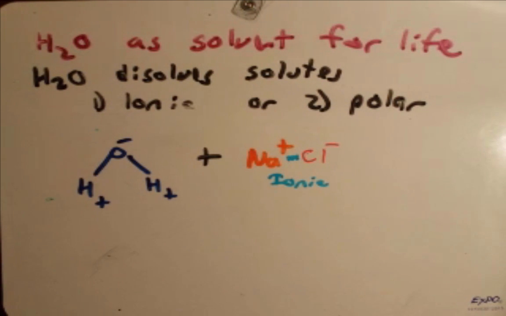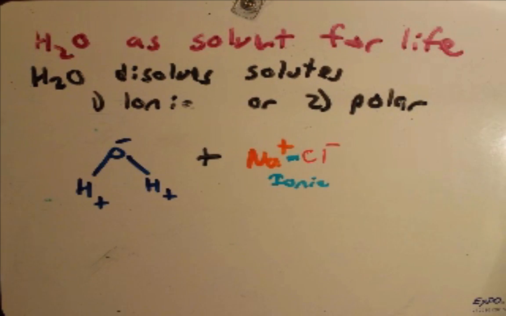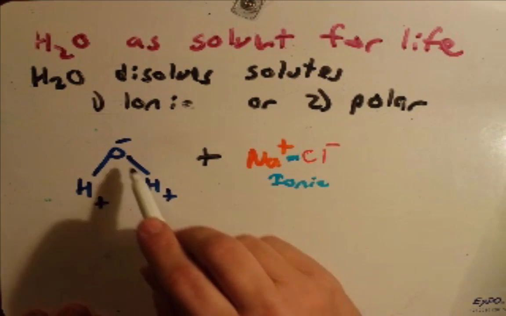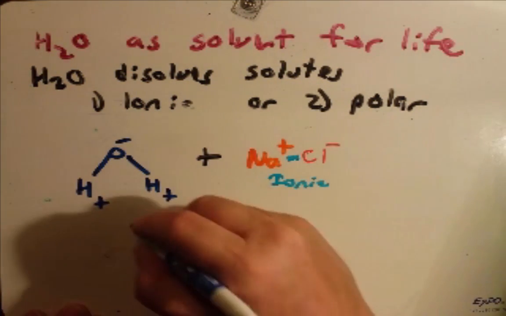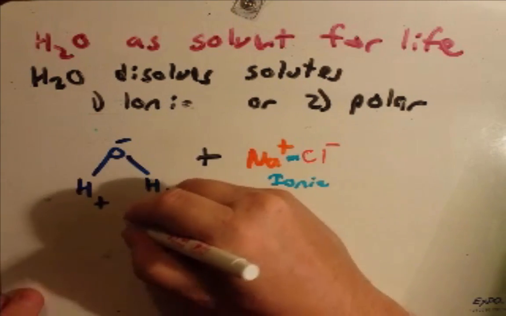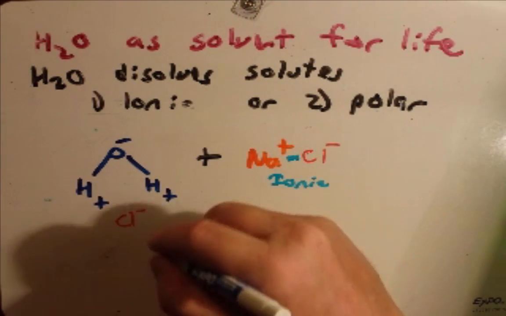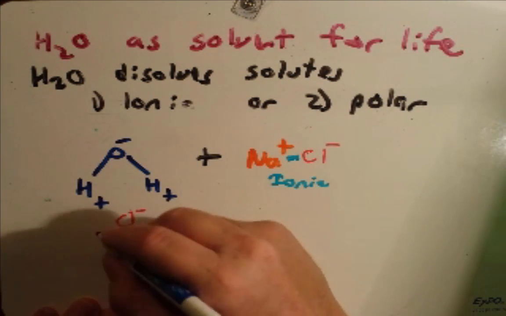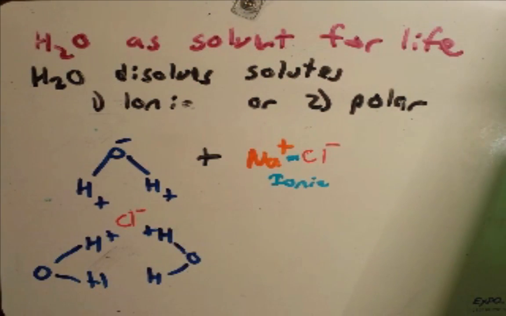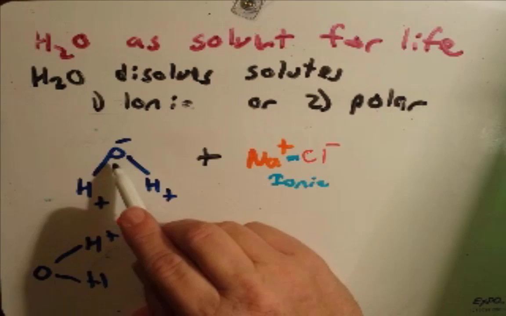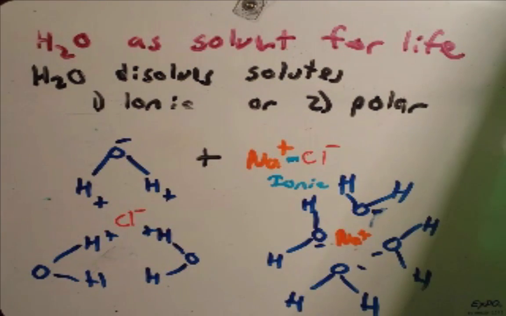Water dissolves sodium chloride by essentially pulling the sodium and the chloride apart and sequestering them, keeping them away from each other. And it does so by taking advantage of these partially positive and partially negative charges. So the chloride ion, I'm going to draw the chloride ion here, it's going to be surrounded by multiple water molecules because of these positive charges. Now water will also surround the sodium, but it's going to be the oxygen that interacts with it.